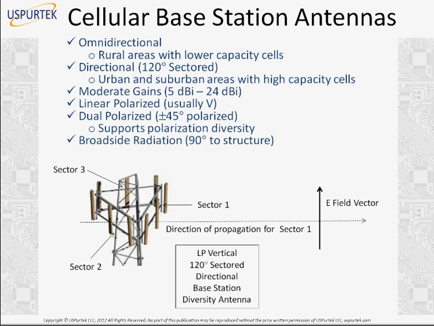Then, of course, the radiation from these antennas is in broadside. That means it's at 90 degrees, or perpendicular to the structure, as you see in the picture. So this is a typical cellular base station antenna.